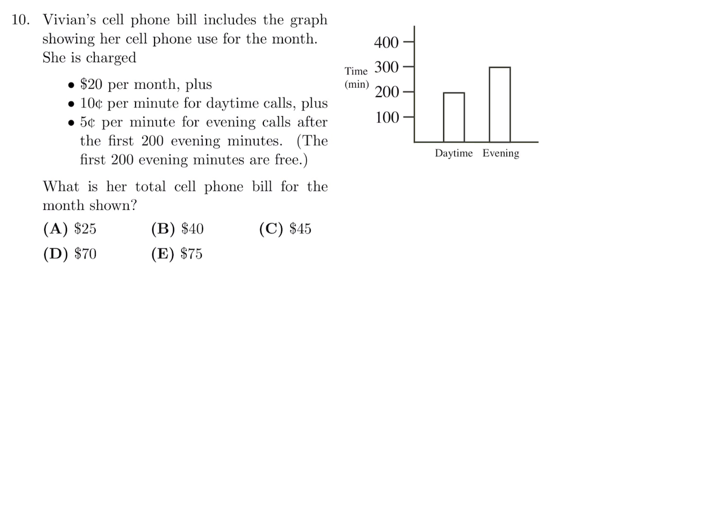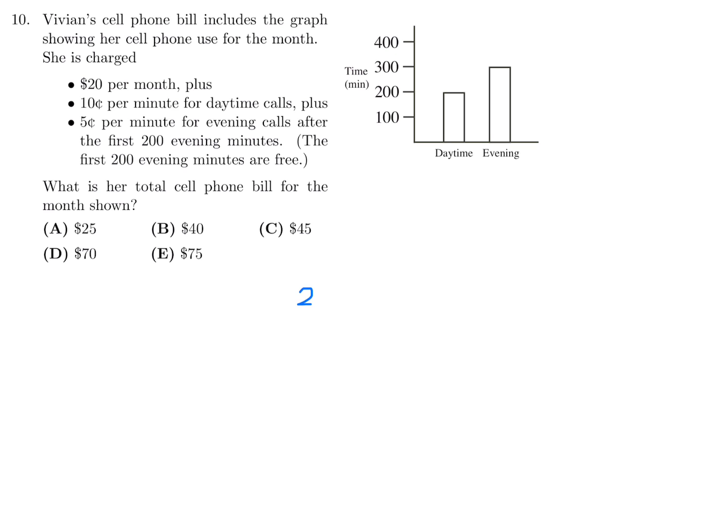Vivian's cell phone bill includes the graph showing her cell phone use for the month. She is charged $20 per month, plus 10 cents per minute for daytime calls, plus 5 cents per minute for evening calls after the first 200 evening minutes. The first 200 evening minutes are free. What is the total cell phone bill for the month?